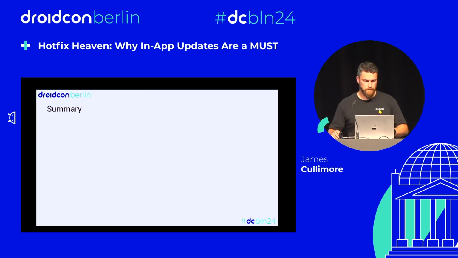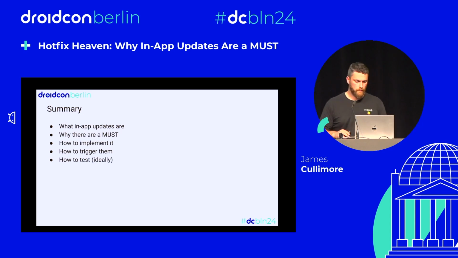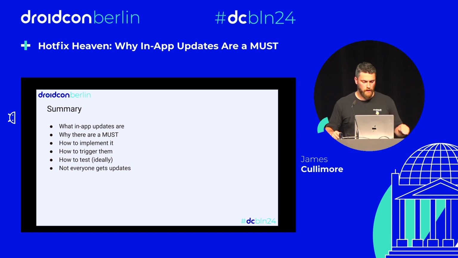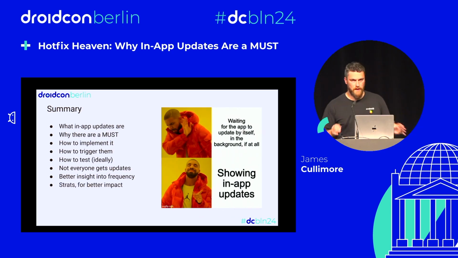So in summary, we now know what in-app updates are, why they are a must, we know how to implement it, and how to trigger them in 2 different forms, and an ideal way of testing, not just a manual test, but also an integration test. We also know that not everyone gets updates, be it 35%, 10%. You'll have to look at your own app metrics to find it out. Very, very simple. And hopefully you also have a better insight into the frequency of how often we should be releasing app updates and our cap off. And of course, strategies for a better impact.